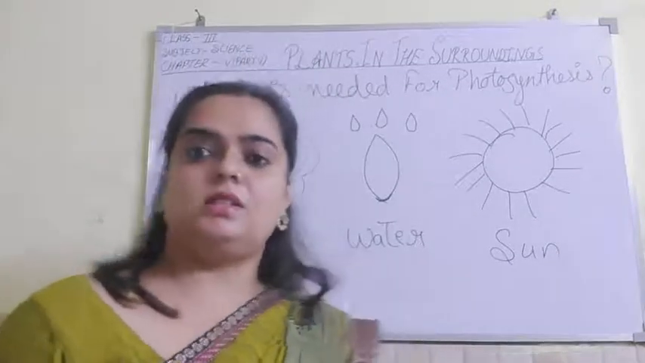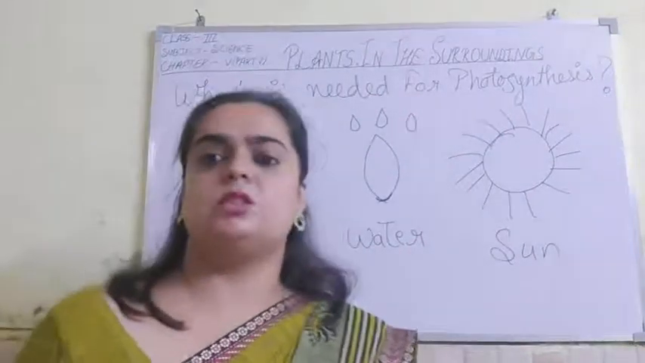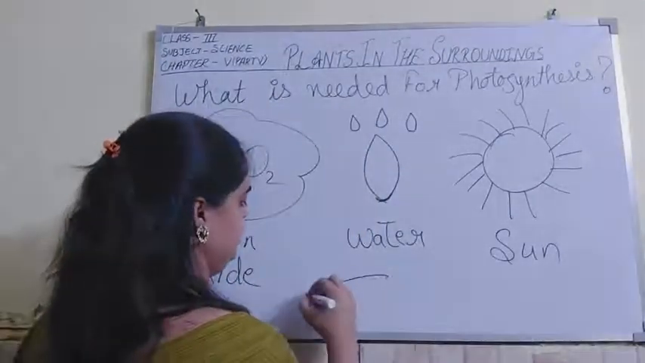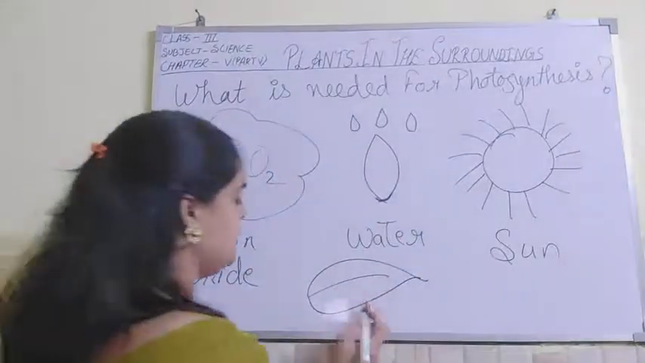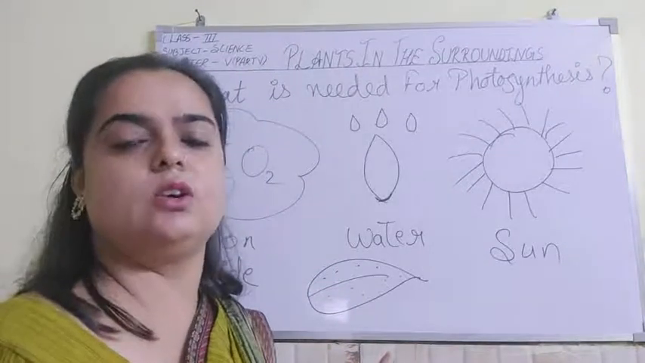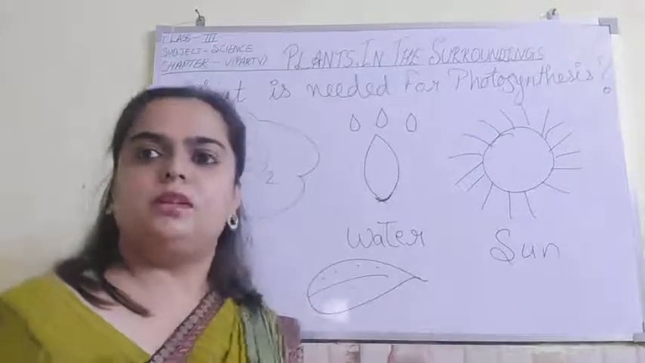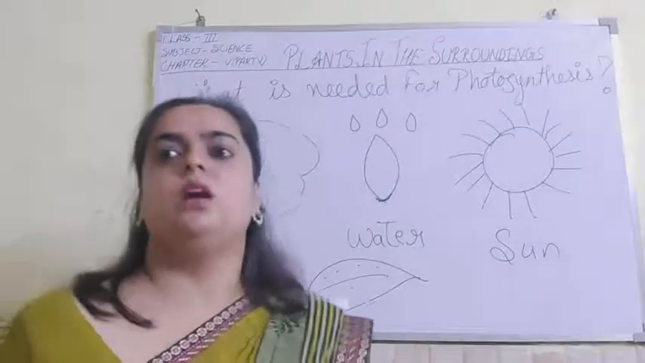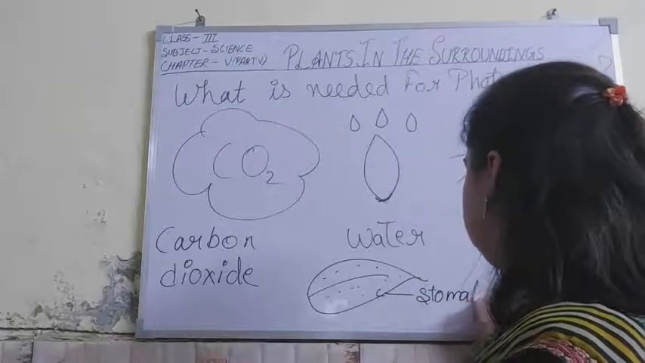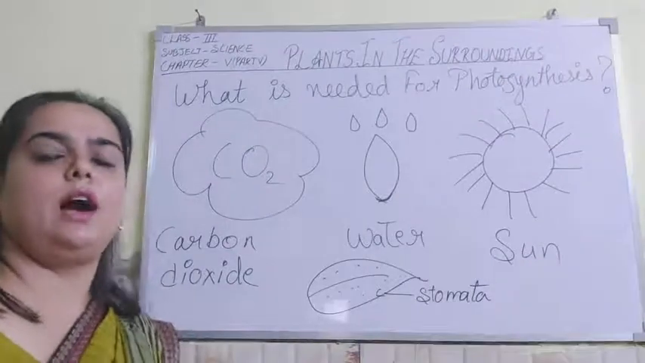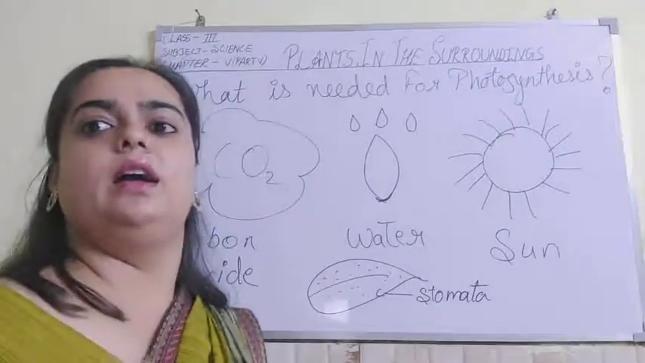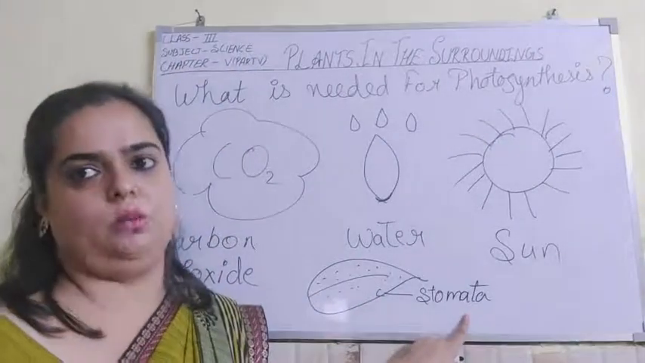Children, carbon dioxide from the air passes through small pores or holes in the leaves. If we talk about a leaf, for example, this is a leaf, and on this leaf tiny pores are present, or we can say holes are present, and carbon dioxide passes through these small holes. These small pores are called stomata.